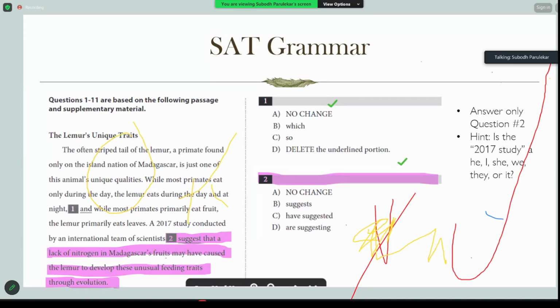So a 2017 study conducted by an international team of scientists suggests that a lack of nitrogen in Madagascar's fruits may have caused the lemur to develop these unusual feeding traits through evolution. Now, there is a lot in the sentence. There's lemurs, nitrogen, evolution. The question is whether suggest is the right word to use. So don't distract yourself with all of these other examples.